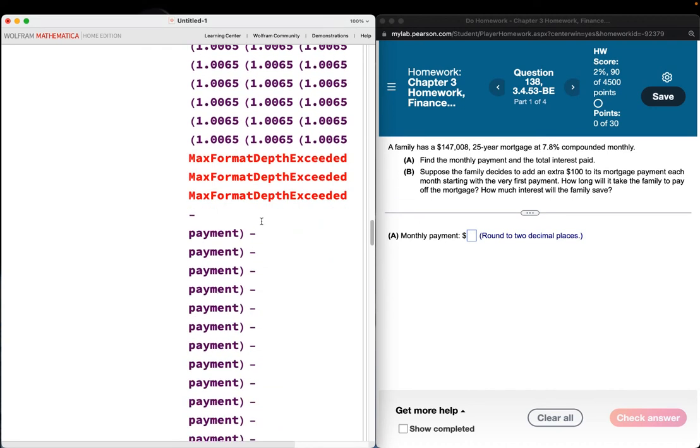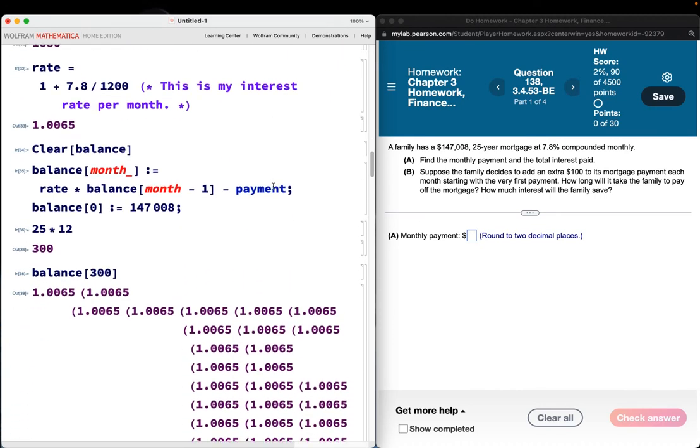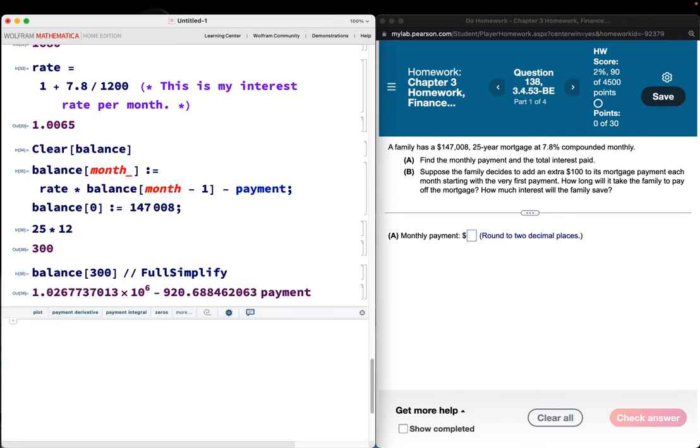Okay, oh, I see. Max format depth exceeded. Not a problem. So let's expand it, or we could full simplify it. Expand it, full simplify. I think the results should be about the same. Okay, so here, let me just put the laptop back on the table and move my power cord.